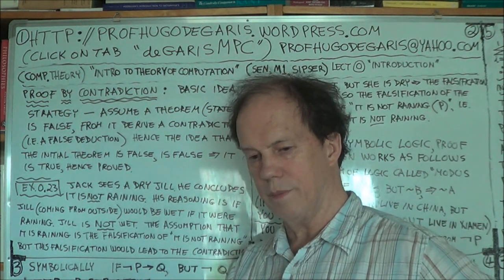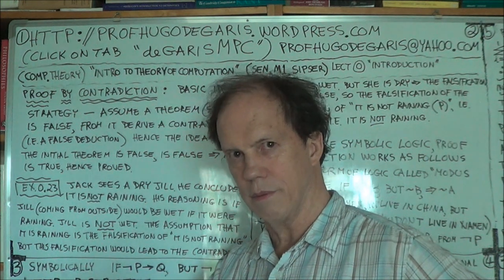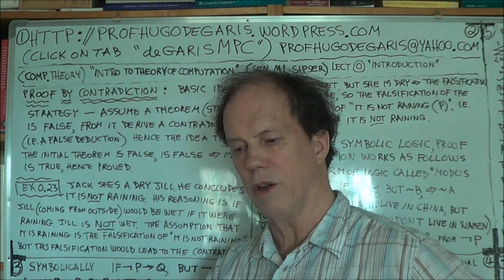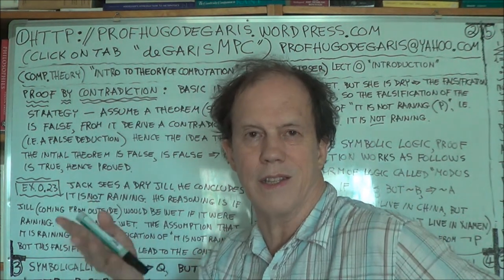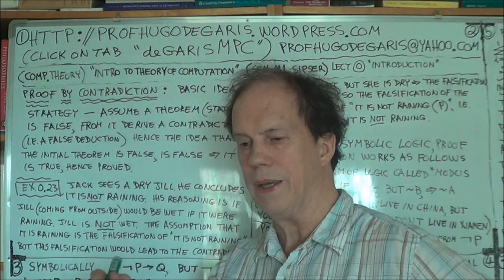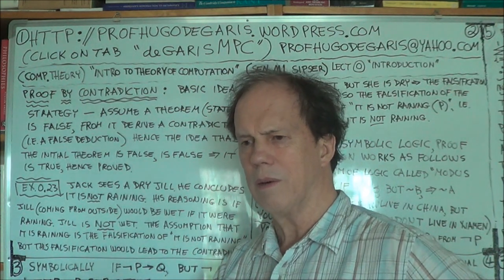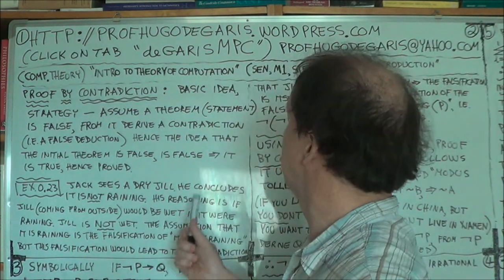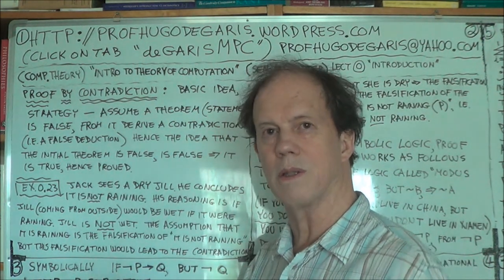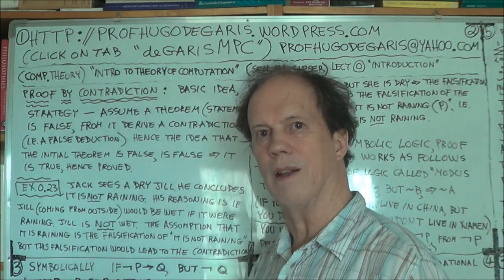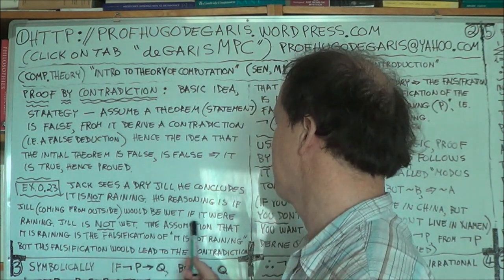So your not P is false. So you have not not P. In other words, P. Two nots cancel each other out. Well, it's just P. And what's P again? That it's not raining. So his conclusion is valid.